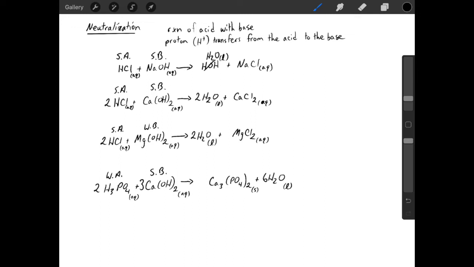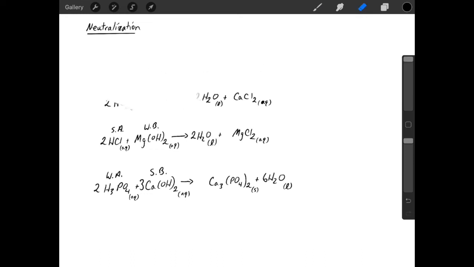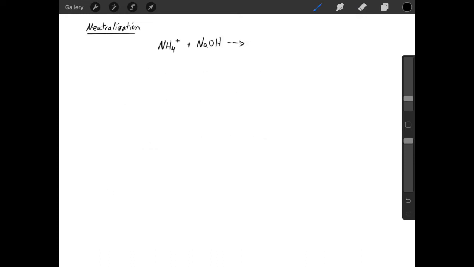Consider the case of ammonium ions reacting with sodium hydroxide. In this example, NH4+, the ammonium ion, is the acid, and the sodium hydroxide is the strong base. And acids react with bases to neutralize by transferring a proton from the acid to the base. In this example, the NH4+ is going to transfer an H+ ion to the OH-.